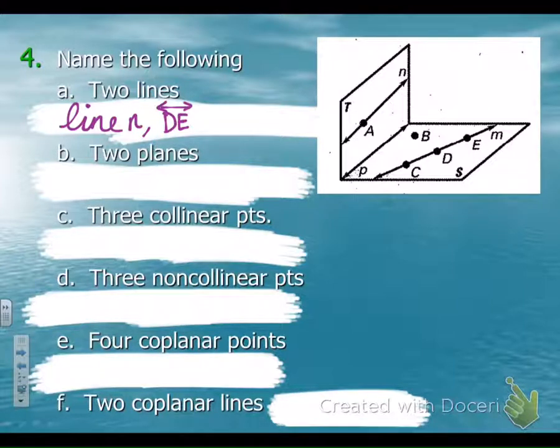For 2 planes, we don't have quite as many options because there are only 2 planes given here. I recommend using their bold letter names. So I would call one of them plane T, and the other one is plane S. Right? We look for those bold letters in the corners that do not have dots by them. Those name the planes.